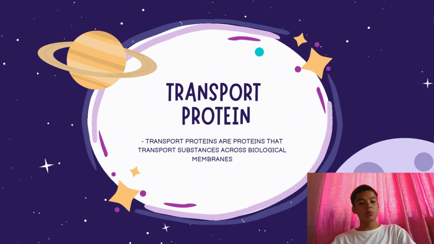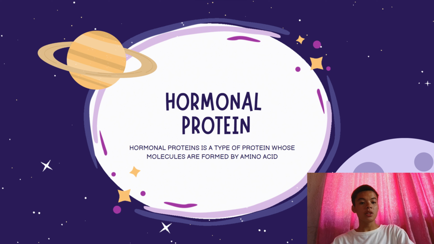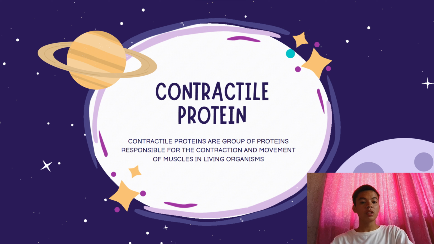Transport protein. Transport proteins are proteins that transport substances across biological membranes. Example niya ay hemoglobin tsaka albumin. Hormonal protein. Hormonal protein is a type of protein whose molecules are formed by amino acids. Example niya yung insulin tsaka growth hormone. Contractile protein. Contractile proteins are a group of proteins responsible for contraction and movement of muscle in the living organism. Example niya yung actin tsaka myosin.